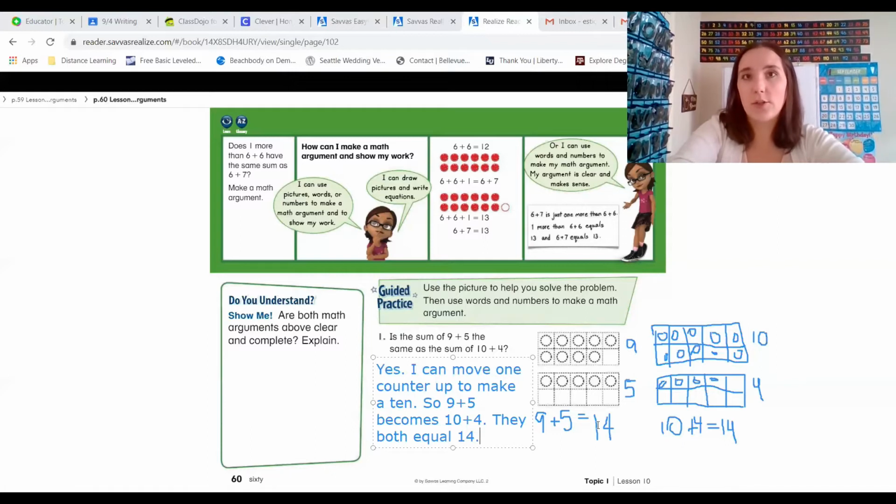We can show by drawing two pictures and comparing them, or like they did, we can show that if you move one of these counters up here, you just took 9 plus 5 and you made it into 10 plus 4. See how our picture makes it the exact same? Isn't that cool? Okay, we're not going to do the do you understand problem. We're going to go watch another video and then do a couple more problems together.